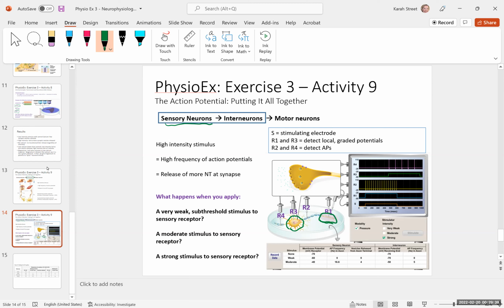What we're going to see is what will happen when we stimulate the Pacinian corpuscle, the sensory neuron, with a weak subthreshold stimulus versus a moderate stimulus versus a strong. Now you need to keep in mind that S again stands for stimulating electrode. And you also need to realize that we are exploring four recording electrodes. Look at the placement of these four electrodes.